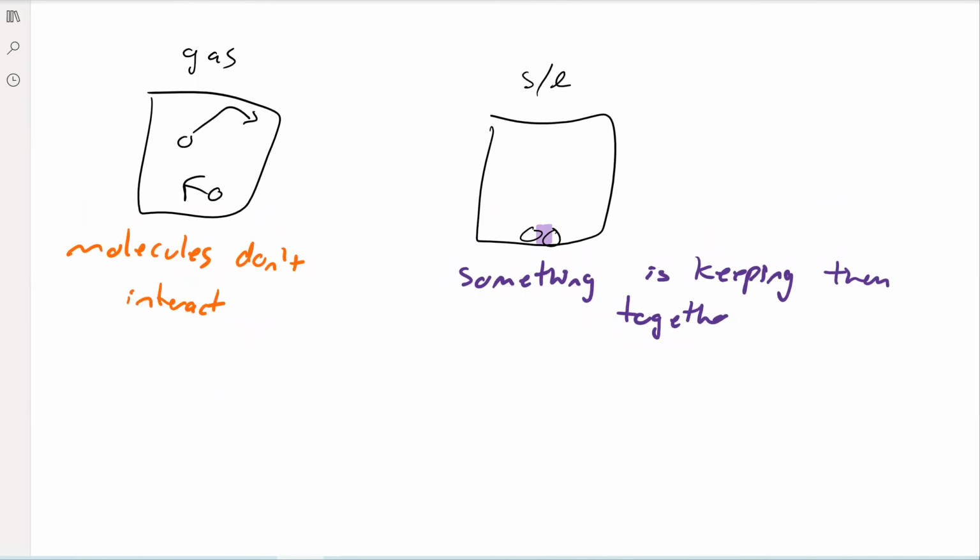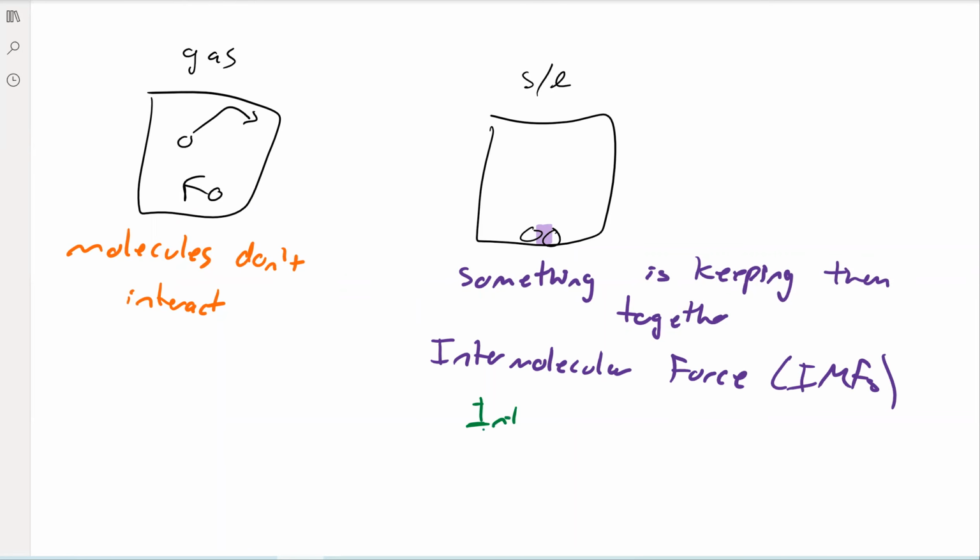And that something is called an intermolecular force, right? So there's some kind of force that is keeping them together. We abbreviate that as IMFs, intermolecular forces. And just, in general for science and, just, I guess, English, inter means between separate things. So in this case, molecules. So between separate molecules.